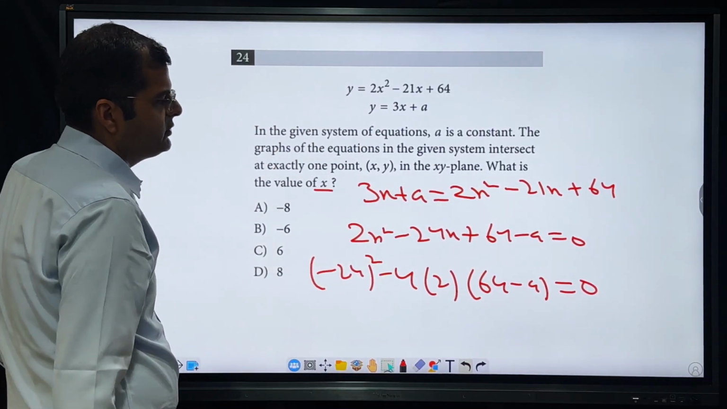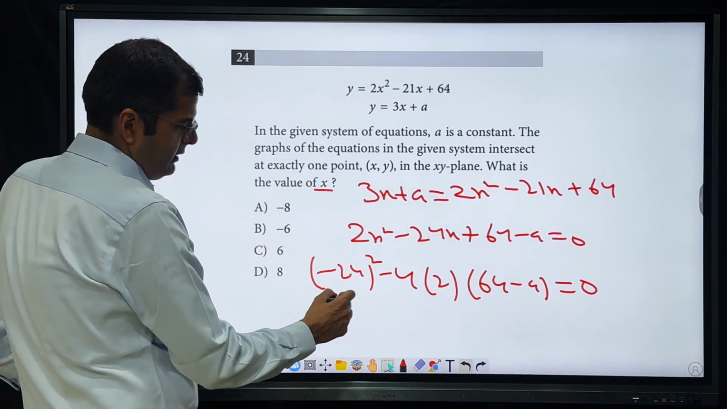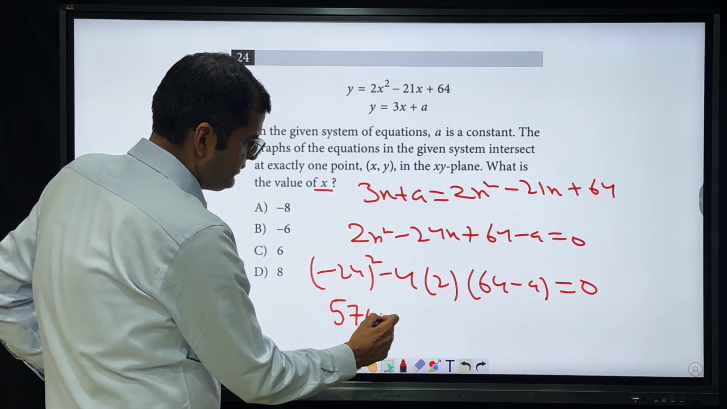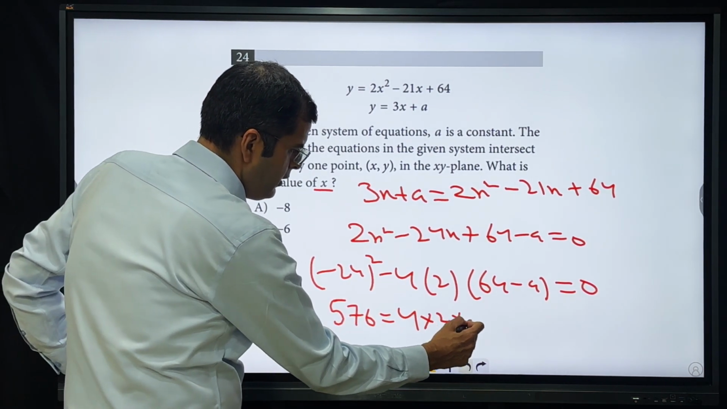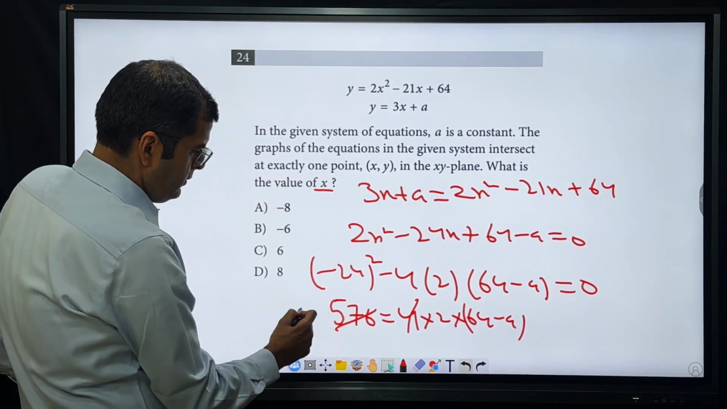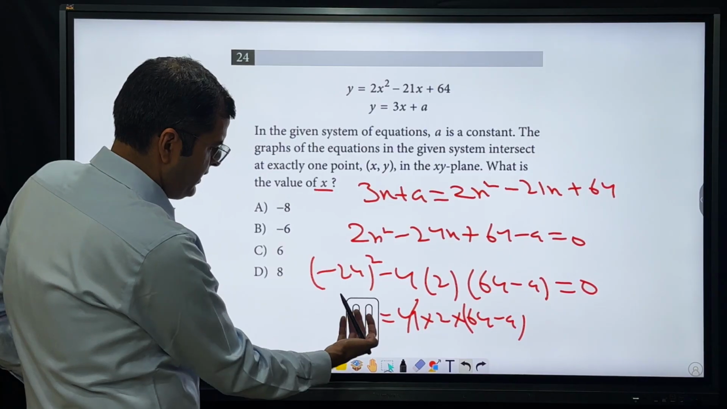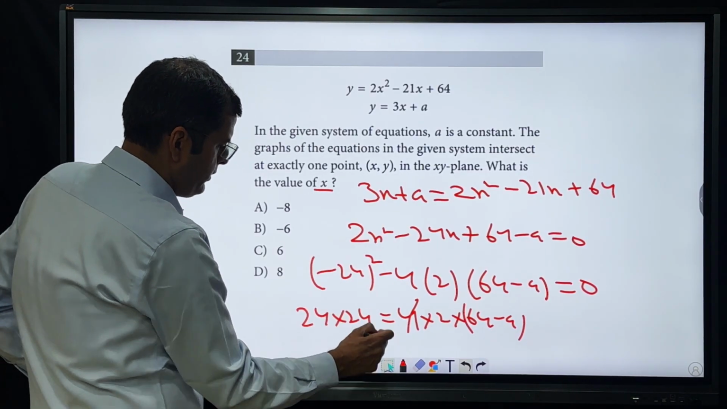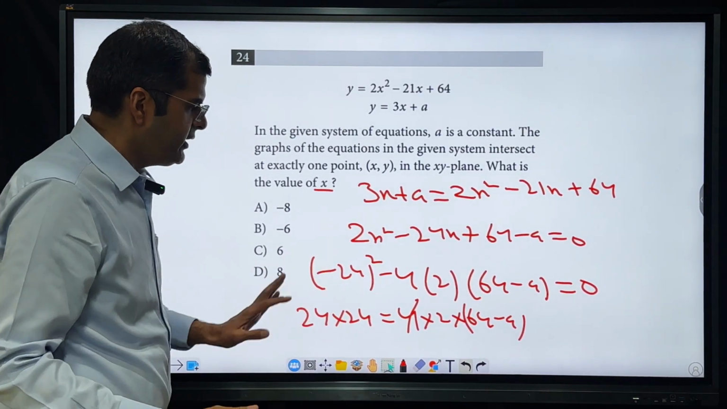Okay, this has to be equal to 0. So that means 24 square is 576. So 576 is equal to 4 into 2 into 64 minus a. So here it goes 4. Instead of 576, I'll write it as 24 into 24. So minus 24 square is same as 24 square.